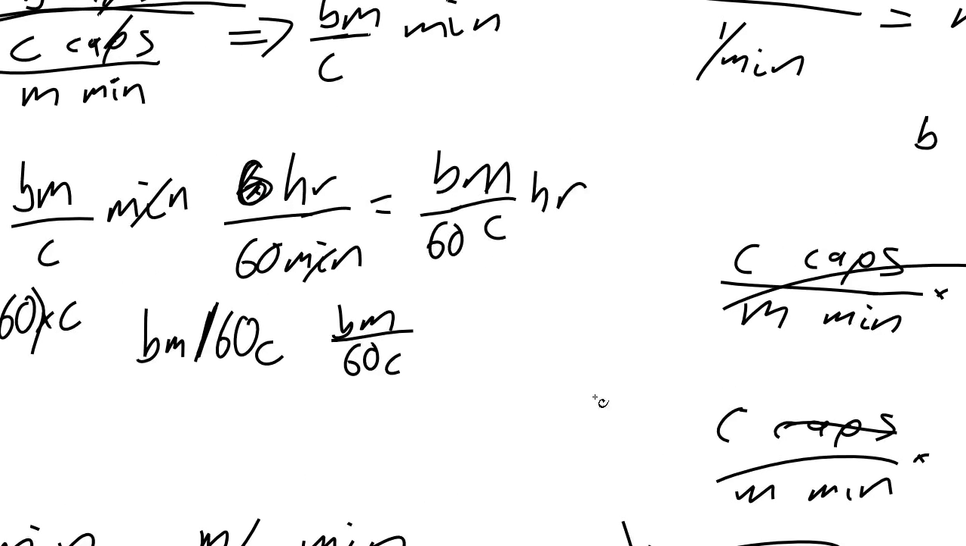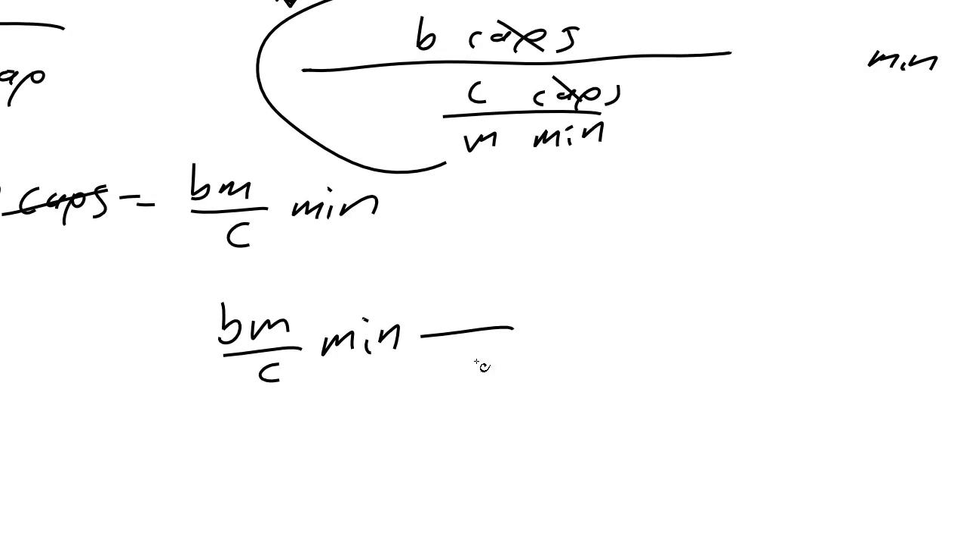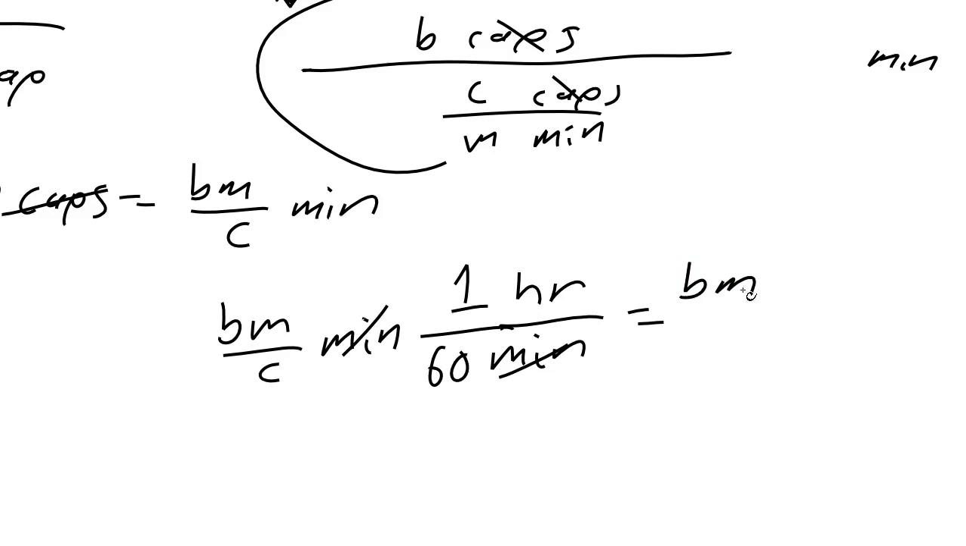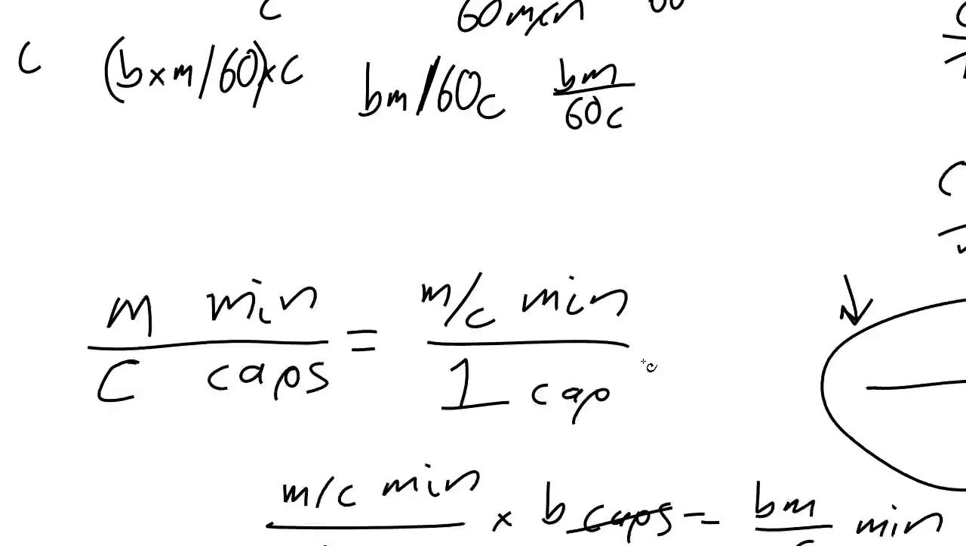and you even saw me up here, I was going to write a 6 in the numerator, and what saved me was I said, okay, I know I want to cancel out these minutes, so I know I want to get my answer in terms of hours, so I know I want my minutes in the denominator so that they'll cancel out. And that's how I knew I should divide by 60 rather than multiply by 60 to get BM over 60C hours.